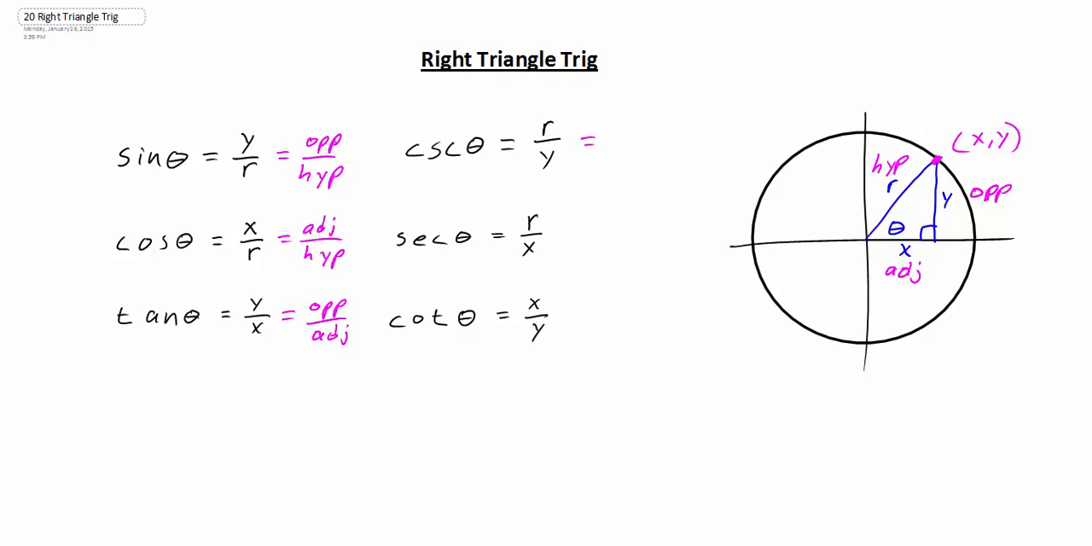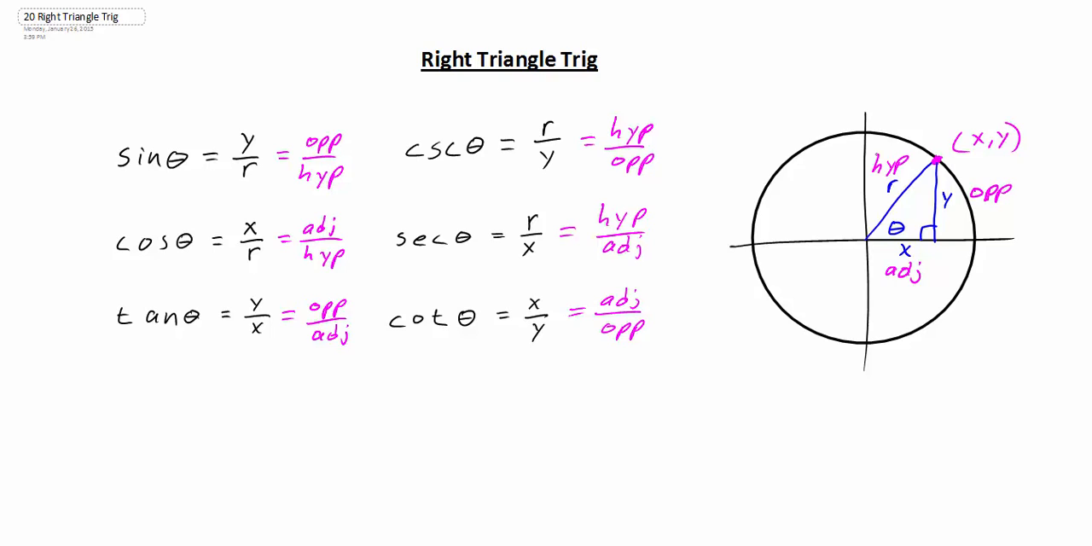So cosecant, instead of opposite over hypotenuse, would be the hypotenuse divided by the opposite side. For the secant, it would be the hypotenuse divided by the adjacent side. And for the cotangent, it would be adjacent over opposite. So really we're looking at exactly the same thing we did before. We're just using the right triangle, and we're using opposite, adjacent, and hypotenuse to look at our trig functions.